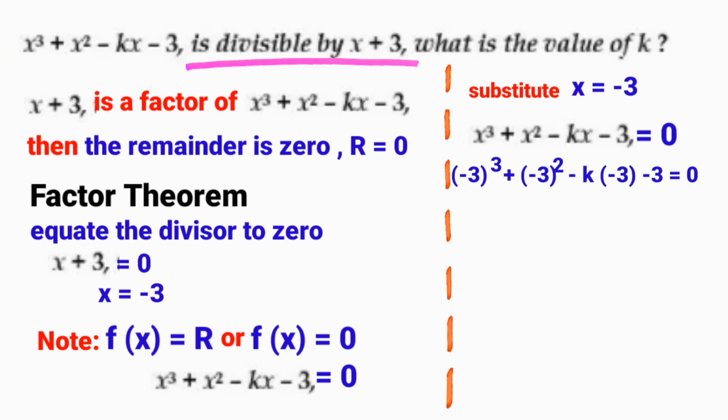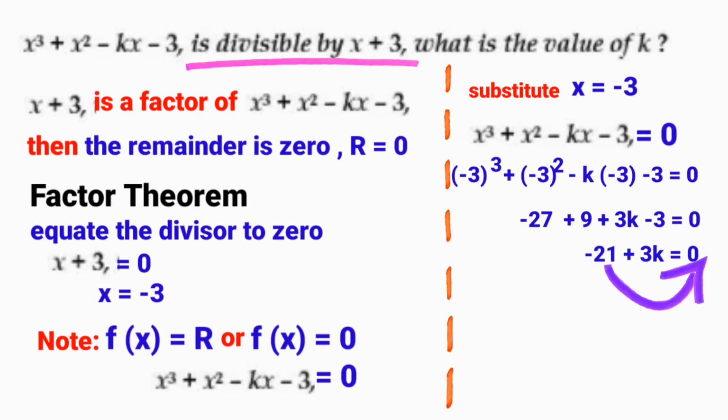We will get negative 3 cubed plus negative 3 squared minus k times the quantity negative 3 minus 3 is equal to 0. Negative 3 cubed is equal to negative 27 plus negative 3 squared, which is equal to 9. Negative k times negative 3 is equal to positive 3k minus 3 is equal to 0. Negative 27 plus 9 minus 3 will result to negative 21 plus 3k is equal to 0. Transpose negative 21 to the right side, we will have 3k is equal to 21.